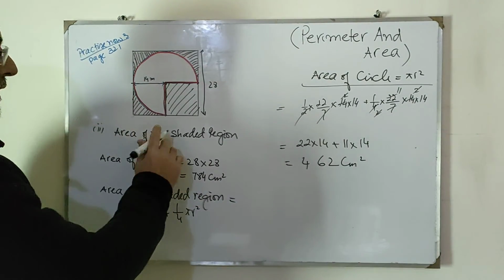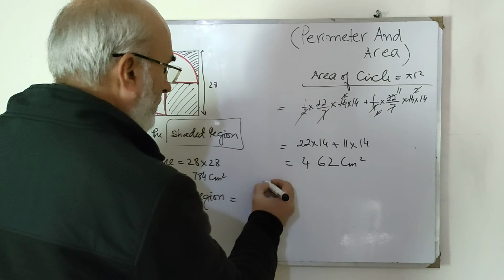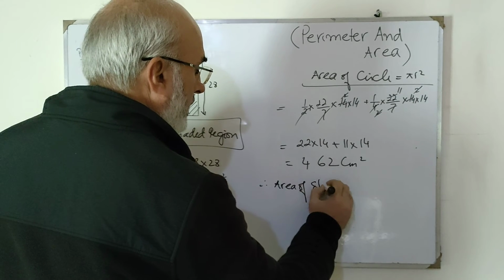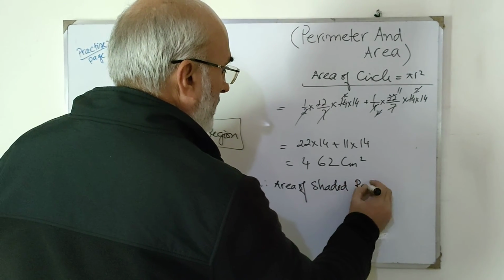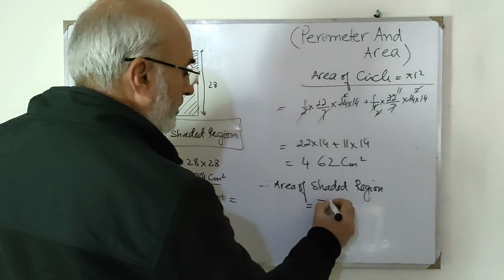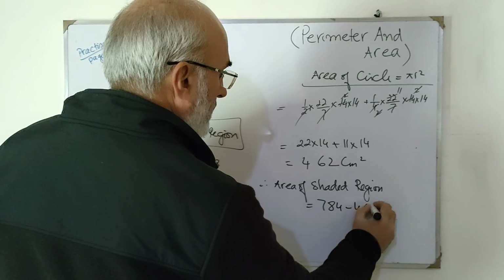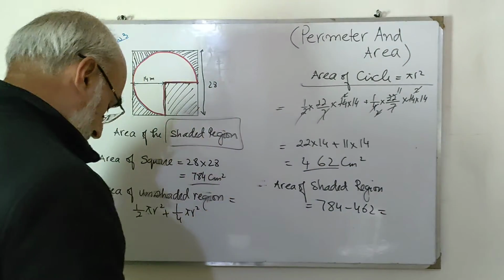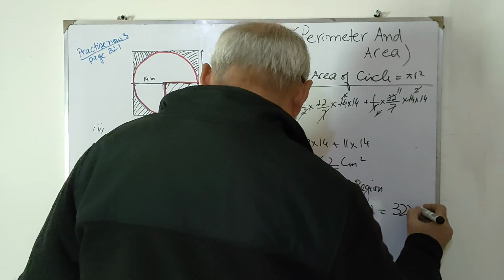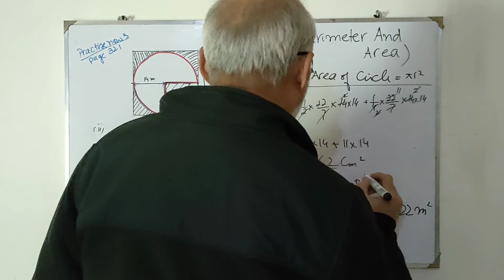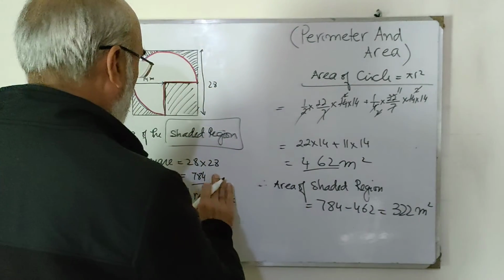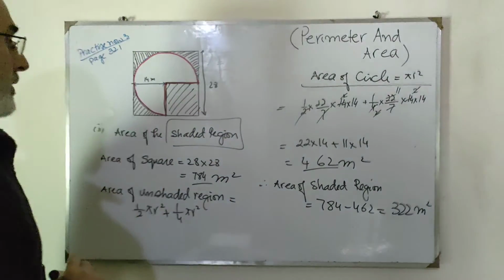Now we have area of the square, area of the unshaded region. So now it's time to calculate this. So the area finally, therefore, area of shaded region equals 784, this much, minus 462, this, is equal to 322 meter square. Sorry, I have written centimeter, that was meter square. Okay, sorry, meter square.